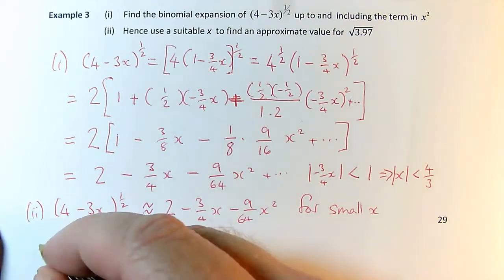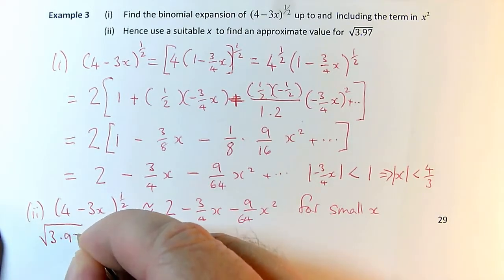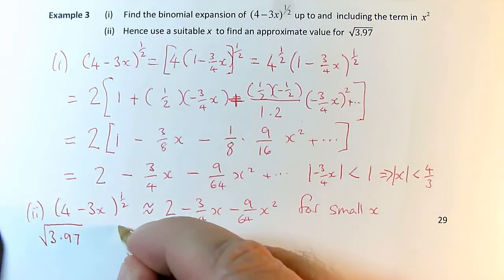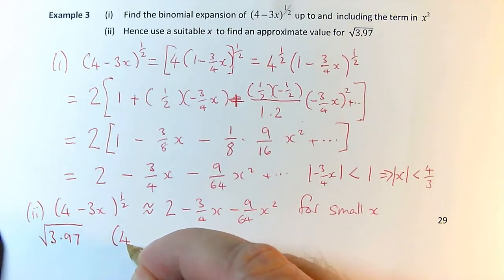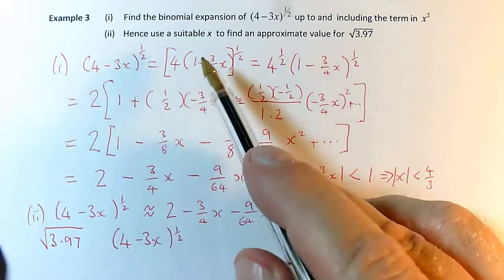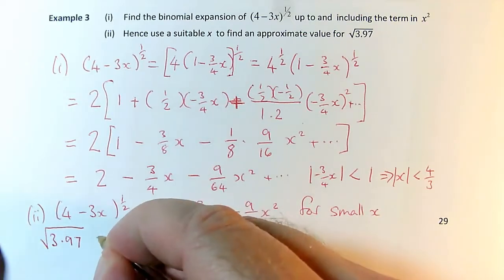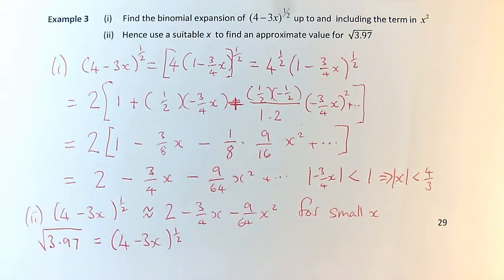Okay, so I want to be talking about the square root of 3.97, and I want that to be related to (4 minus 3x) to the power of a half. And they're telling me to invent an x that will make a link between these two things. Now in this particular thing, 3.97 is just a little bit less than 4. So I can choose an x and it's going to end up being a small x. So these two things are actually the same.